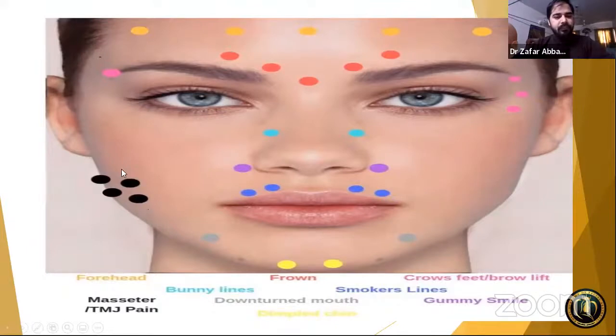This point is for the masseter muscle. Masseter muscle, TMJ pain. This is very helpful in masseter pain. This point is for the chin line. We give Botox at the depressor anguli oris. They relax the muscle and uplift the corner.